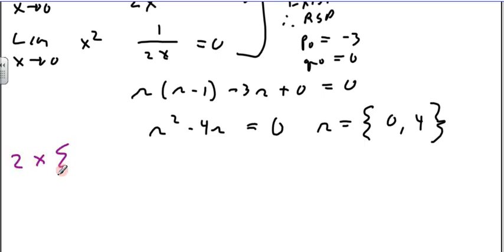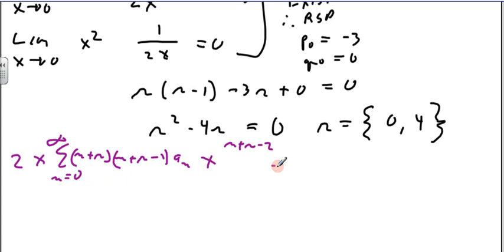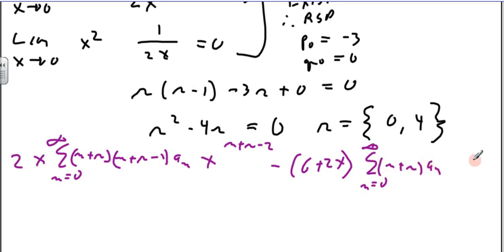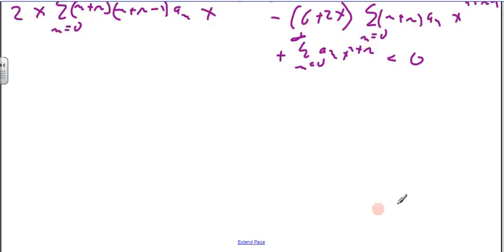2x summation n equals 0 to infinity, n plus r, n plus r minus 1, a n x to the n plus r minus 2, plus minus 6 plus 2x summation n equals 0 to infinity, n plus r a n x to the n plus r minus 1, plus summation n equals 0 to infinity a n x to the n plus r is equal to 0. Okay, so we got the problem written down. Now we'll try to solve it.